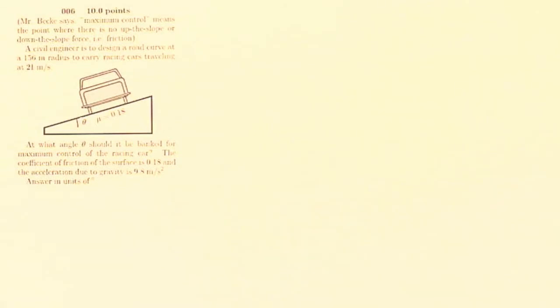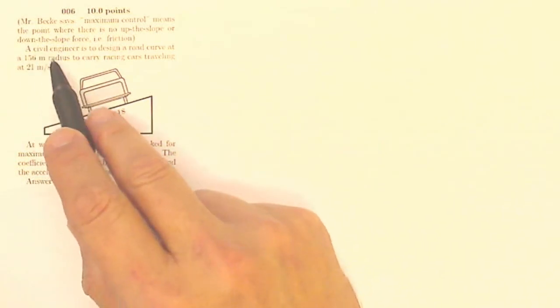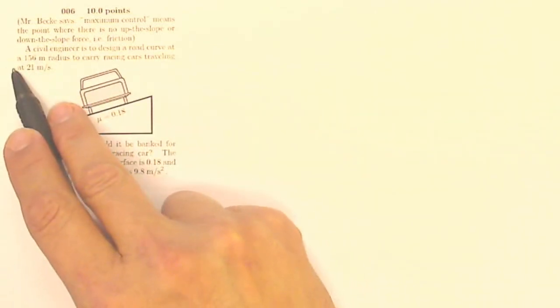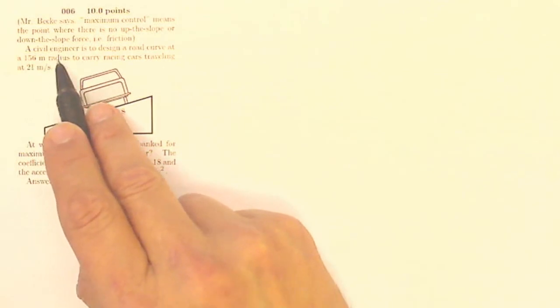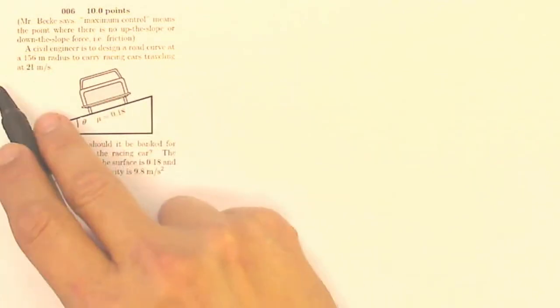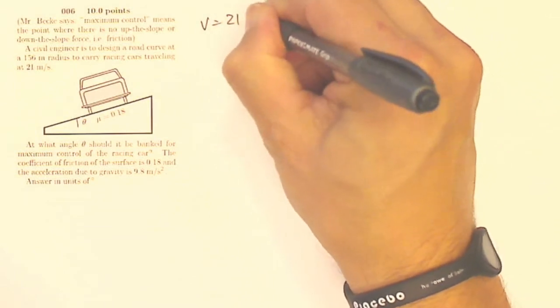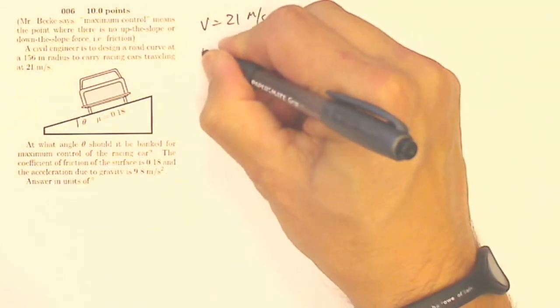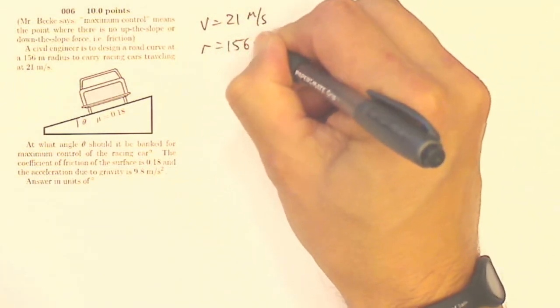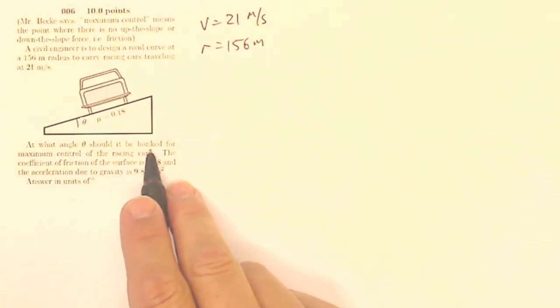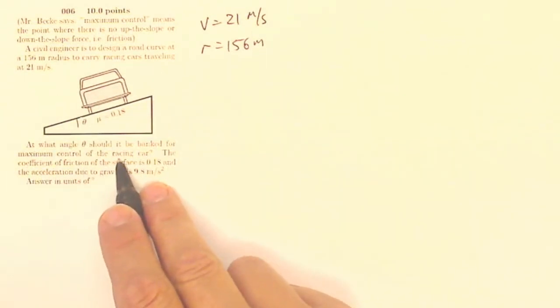This is AP Physics homework number 4.2, question number 6. A civil engineer is to design a road curve at 156-meter radius to carry racing cars traveling at 21 meters per second. Let's see, my velocity is 21 meters per second. My radius is 156 meters. At what angle should it be banked for maximum control of the racing car?